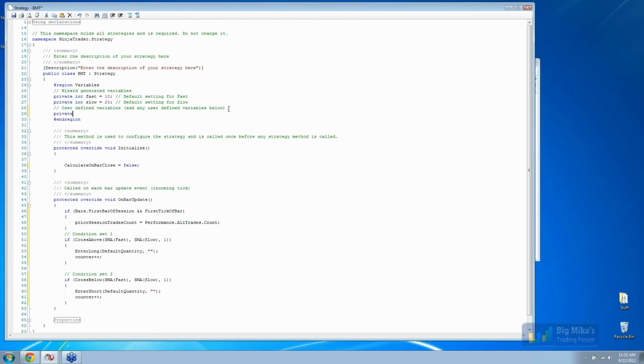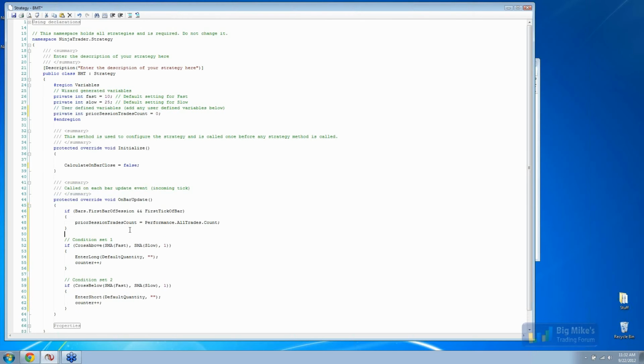So private int priorSessionTradesCount. I'm just going to have that default to 0. So right now at the beginning, I now know, at the very beginning of every single session, how many historical trades I've made. And then to get my current number of trades to be at least 3, I can do something like this.